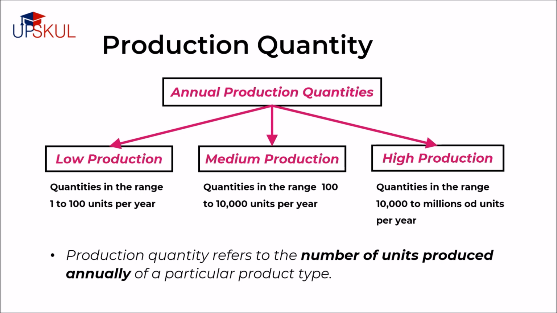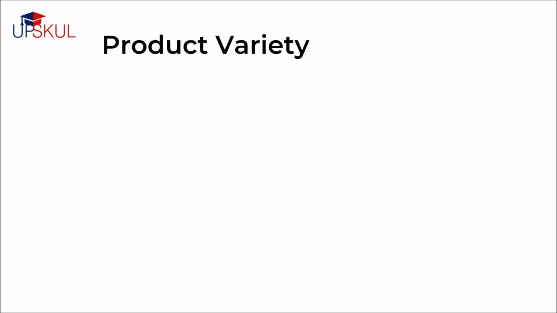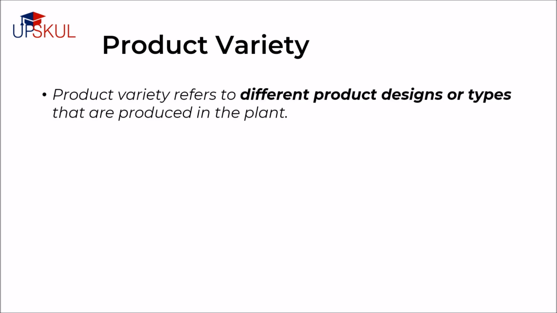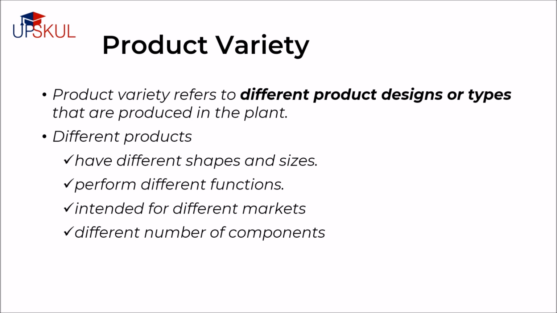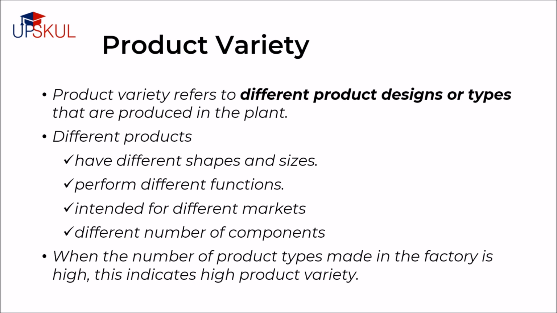It is instructive to identify product variety as a parameter distinct from production quantity. Product variety refers to different product designs or types that are produced in the plant. Different products have different shapes and sizes and they perform different functions. They are intended for different markets. Some have more components than others. The number of different product types made each year can be counted. When the number of product types made in the factory is high, this indicates high product variety.